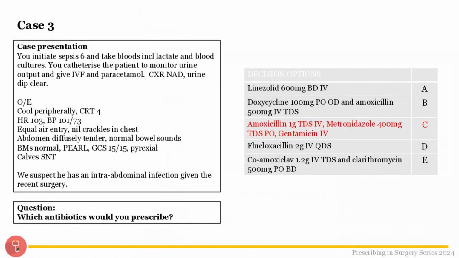Linezolid is a very strong antibiotic. It's normally only initiated by microbiologists. Doxycycline and amoxicillin will cover the chest. Fluclox is used in skin infections, which is not applicable here. And Comox and Claro, a bit of a mixed combination, which isn't used for sort of a general sepsis picture.